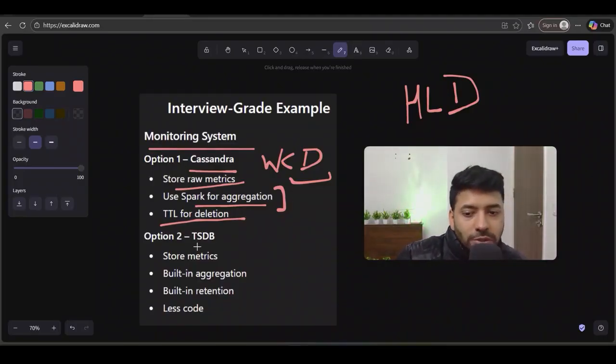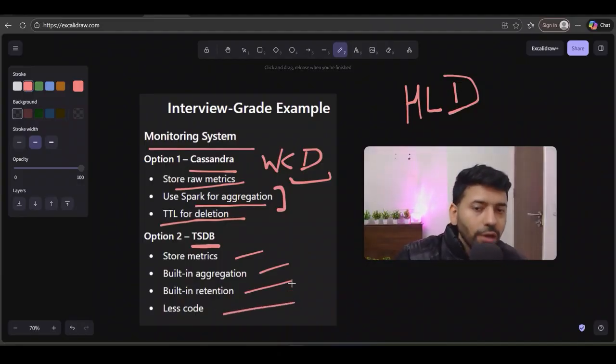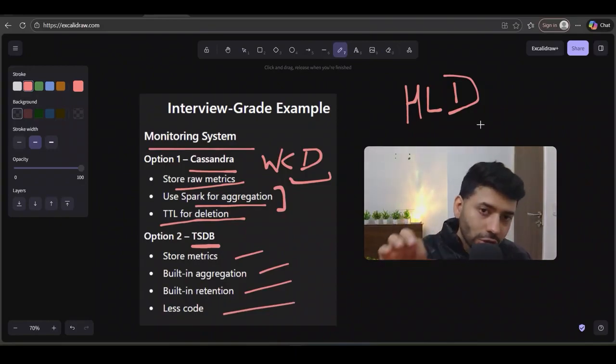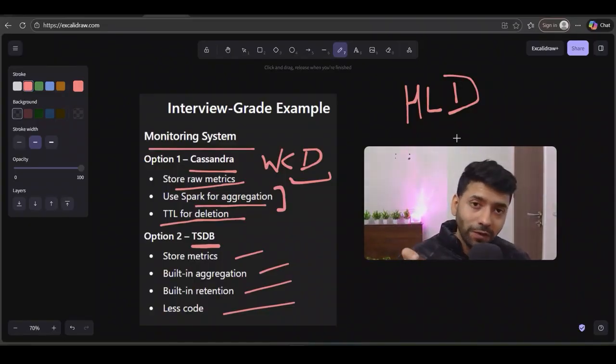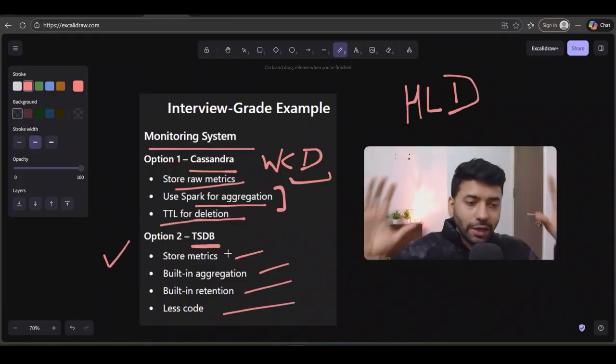Or the other option is you can directly use a time series database like Influx or Prometheus. So it will store the metrics, the aggregations are built in, the retention is built in, and you would require less code. Now coming to advice on what answer to give, if the interviewer asks you specifically which database you will use, it depends. If your question is very specific to time series data related design, then my choice would be to go with a time series database because it shows that you have good knowledge about the databases.